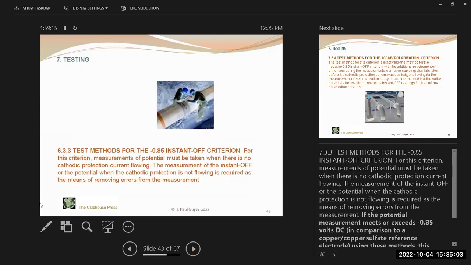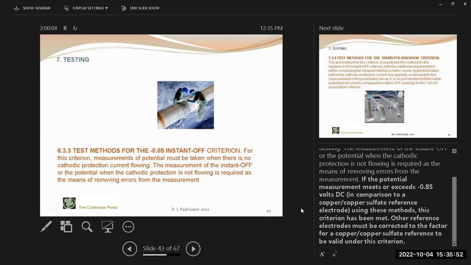The test method for the minus 0.85 instant off criterion. For this criterion, the measurements of potential must be taken when there is no cathodic protection current flowing. The measure of the instant off, or the potential when the cathodic protection is not flowing, is required as the means of removing errors from the measurement.